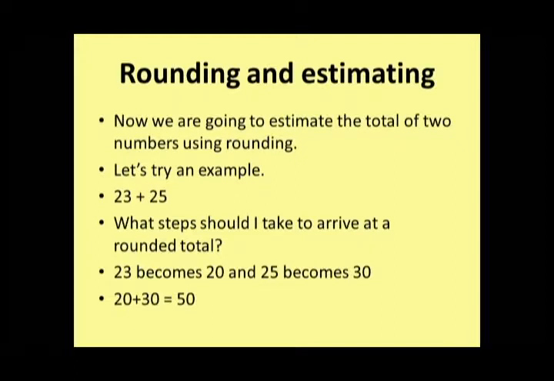Let's look at 25. 25 now becomes 30, because remember what the rule says, if it ends with 5 or more, you go up to the higher 10. And 25 falls between 20 and 30. So therefore, 23 becomes 20 when rounded to the nearest 10, and 25 becomes 30 when rounded to the nearest 10. 20 plus 30 give us 50.